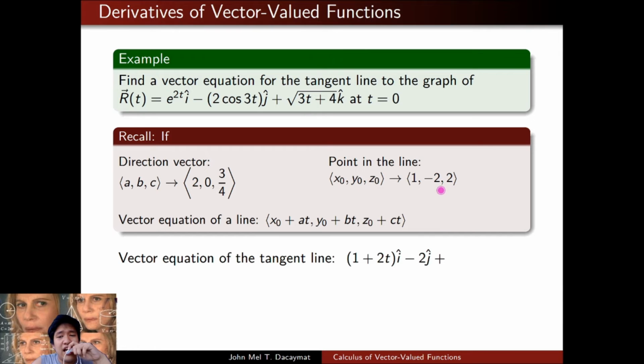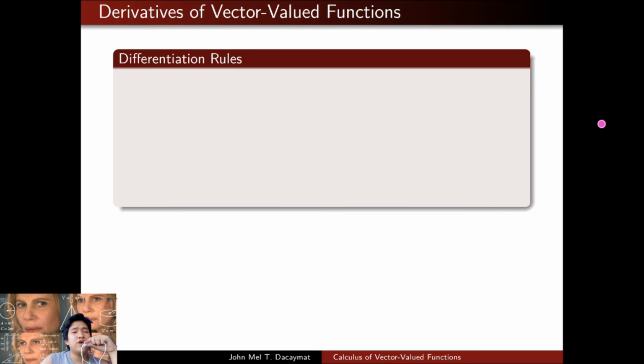Then, for the k hat, you get z0, which is 2, plus c, so 2 plus 3/4 t. So this is the vector equation for your tangent line. If you want to write it in bracket form, that will be fine too. That's also correct. So now let's go to the differentiation rules for vector valued functions.